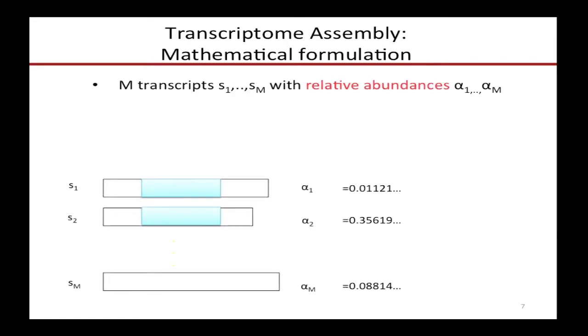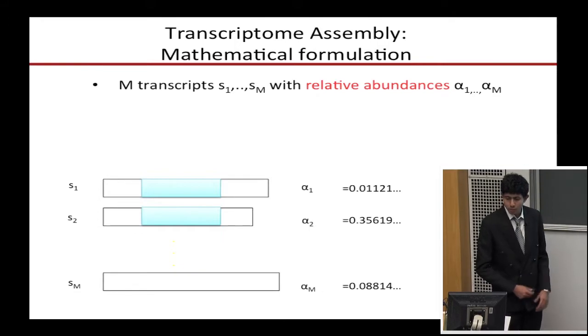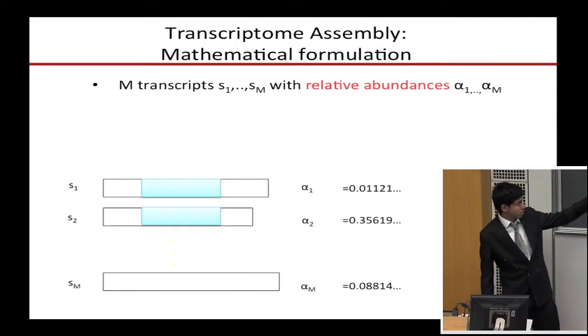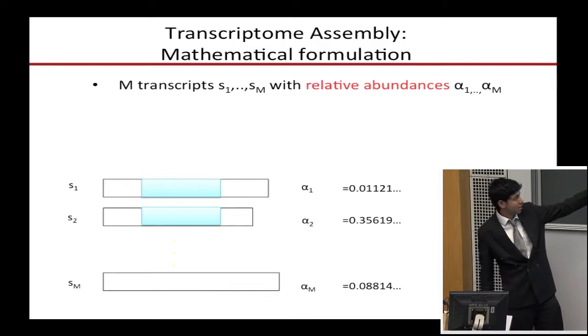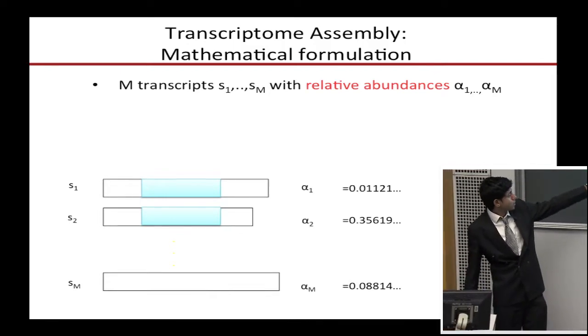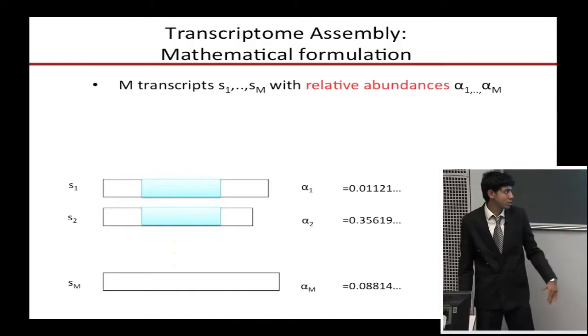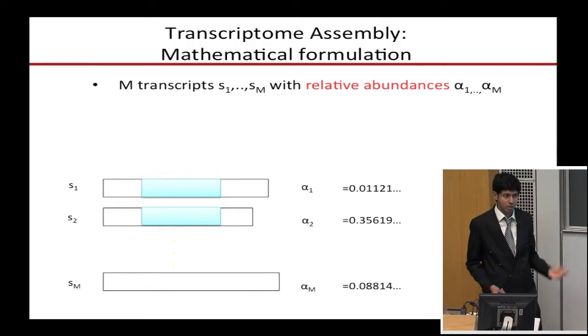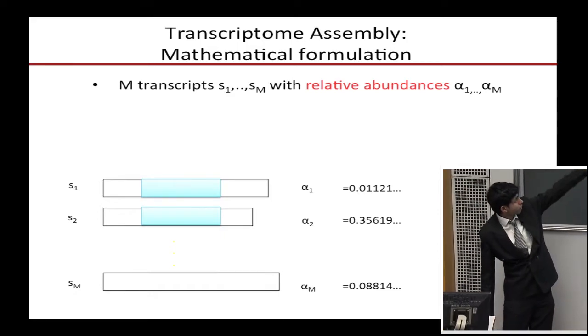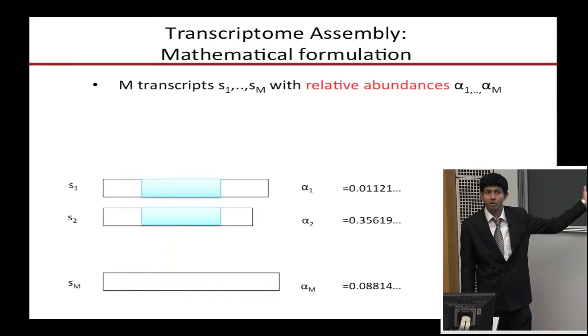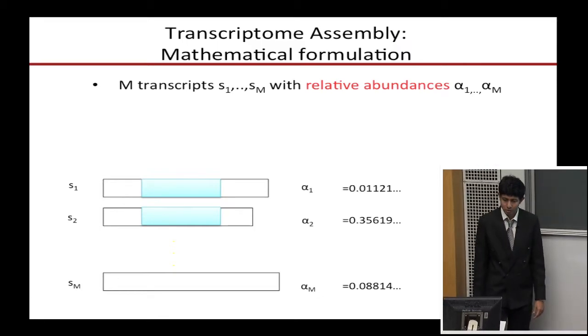So here is a mathematical formulation of this problem. There is a set of transcripts, so they're sequences, and these transcripts have relative expressions. So some transcript may be expressed much more. Here, for example, transcript 2 is expressed at level 0.3, whereas transcript M is expressed at level 0.08. So in general, there are some relative expression levels of these transcripts. And they may share some common regions. For example, the blue region highlighted here is a common region between the first two transcripts.